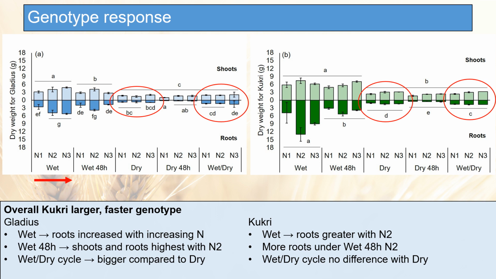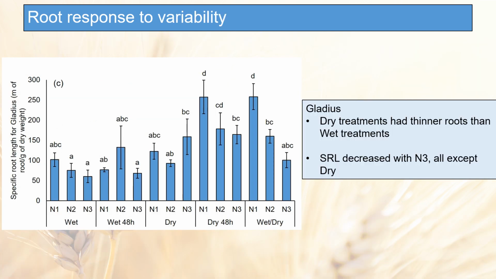Now, if we look at even more variability with the wet-dry cycle, you can see that for Gladius, the wet-dry plants were bigger than the dry plants. However, with Kukri, there was no difference, which is interesting considering it's supposed to be a drought-susceptible plant, but this could be because it's better at taking up nitrogen, so this is sort of balancing out the water stress.